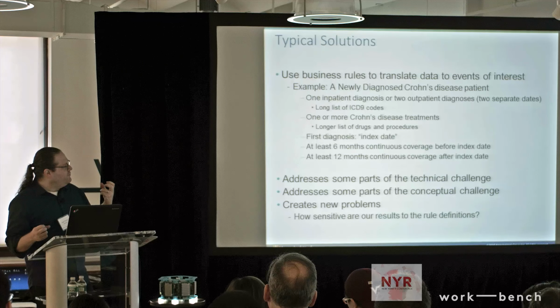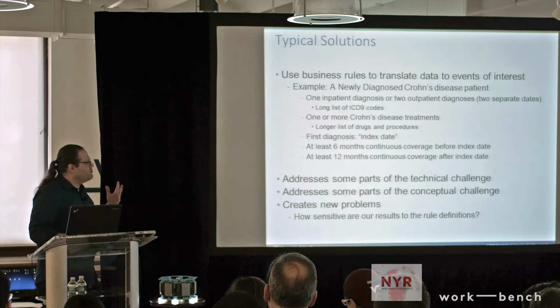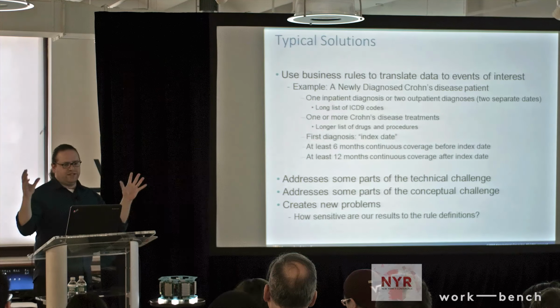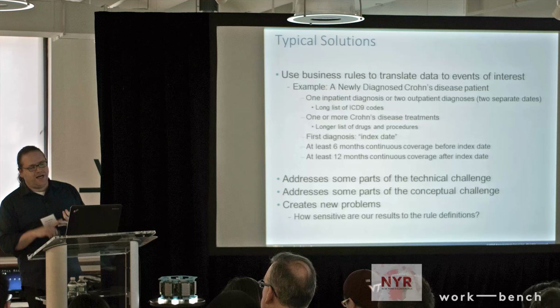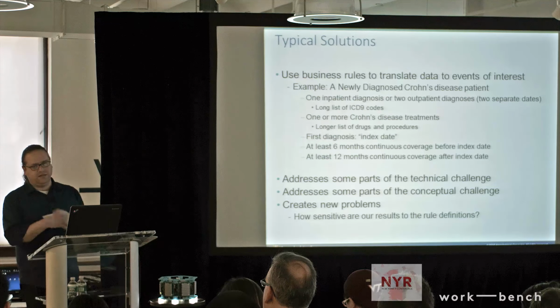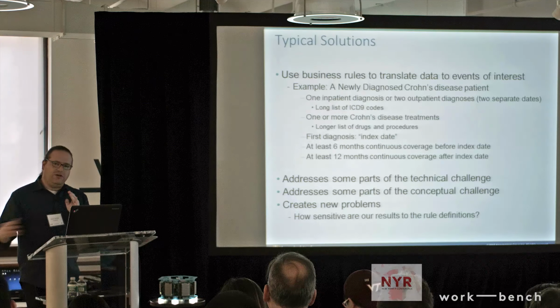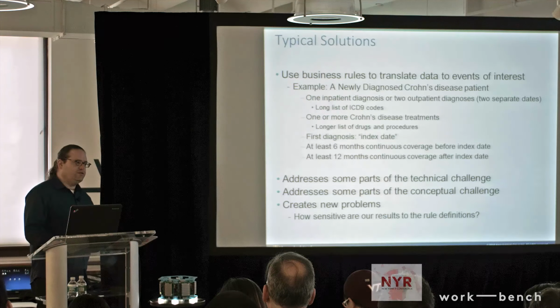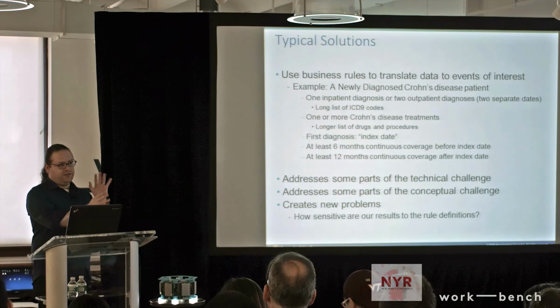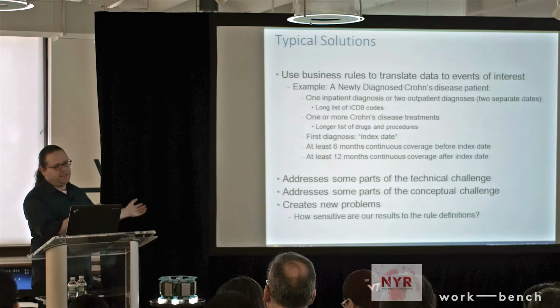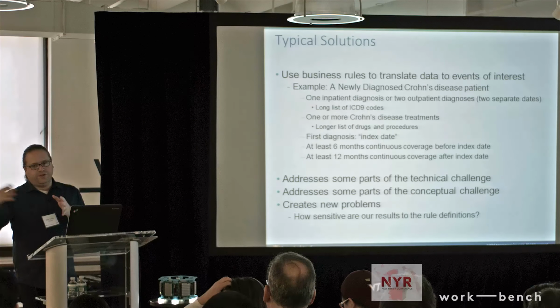But if you think about, for example, a newly diagnosed Crohn's disease patient, right? The usual definition is 1 inpatient diagnosis or 2 outpatient diagnoses of Crohn's disease, and that's a long list of ICD-9 codes. You have 1 or more Crohn's disease treatments, so you need a long list of what treatments are used there. If it's newly diagnosed, you want to make sure that they're newly diagnosed. You never see a claim saying this is the first claim. So you want to see a washout period of about 6 months before. Sometimes it's a year. You want to actually follow up on them for at least 12 months.